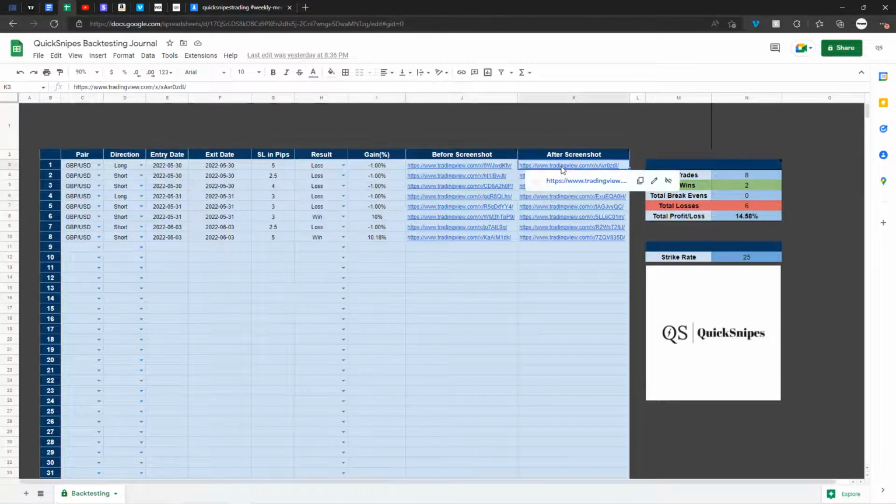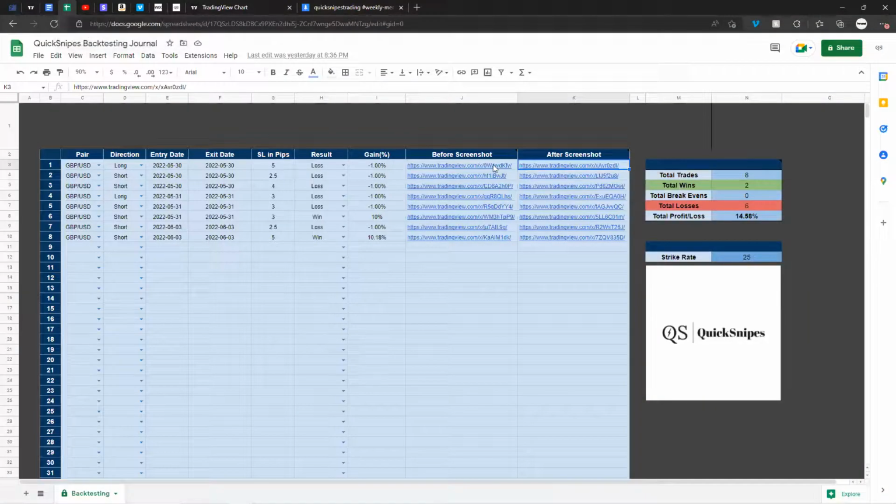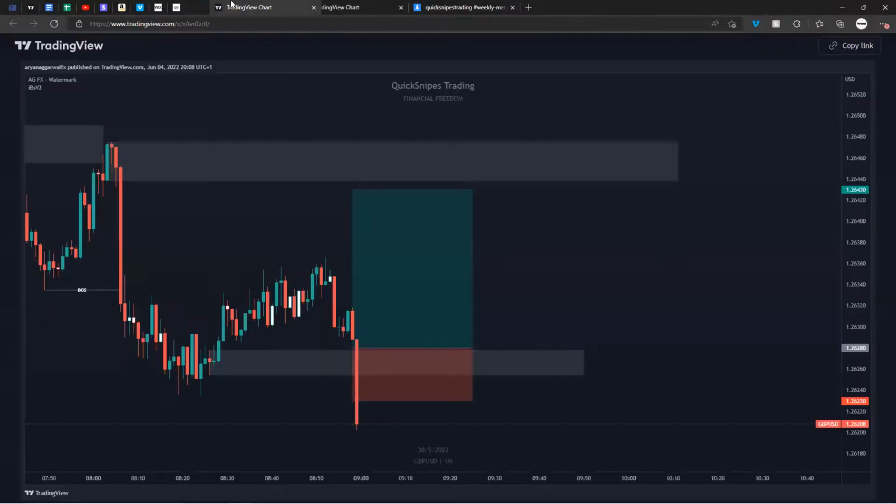So go to your after chart, go to your before chart. And this is how I do my advanced self-review. I can tell myself, okay, there was so much liquidity above these lows. There was a fair value gap here. There was strong structure here. There was no clear supply zone. This was a stupid trade, and it was a terrible risk to reward as well, maybe 3 at most. There was no reason for me to enter this trade.